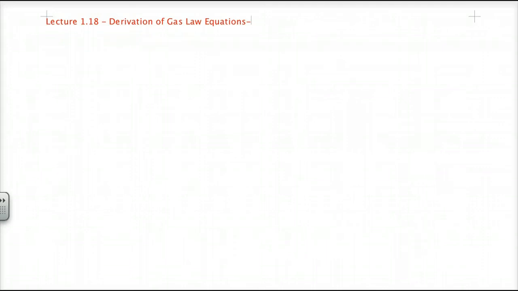Lecture 1.18 is about the derivation of gas law equations. So what we're going to do is look at all the factors that gases are affected by. We're going to look at volume, temperature, pressure, and how many particles, gas molecules, are involved in the gas. And these four variables collectively describe gas behavior.